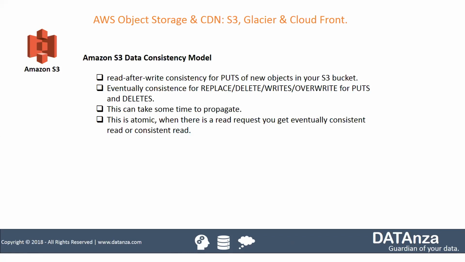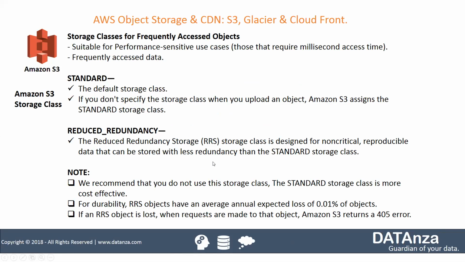When there is a read request, you get an eventually consistent read. There is a typo on the slide, but basically you get an eventually consistent read copy of your data. This can take some time to propagate. It does the read and will give you the previous copy or previous version if the latest version is still being written. So what we discussed so far is Amazon S3, what it is.